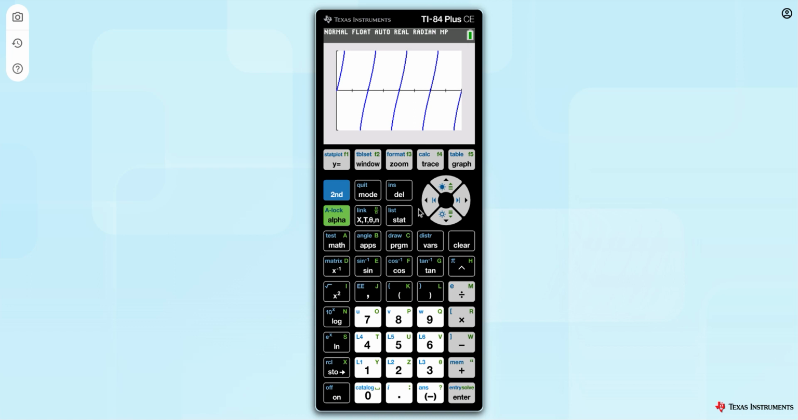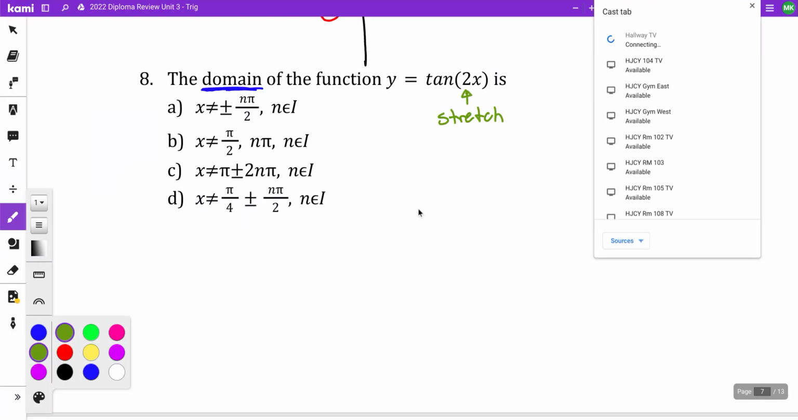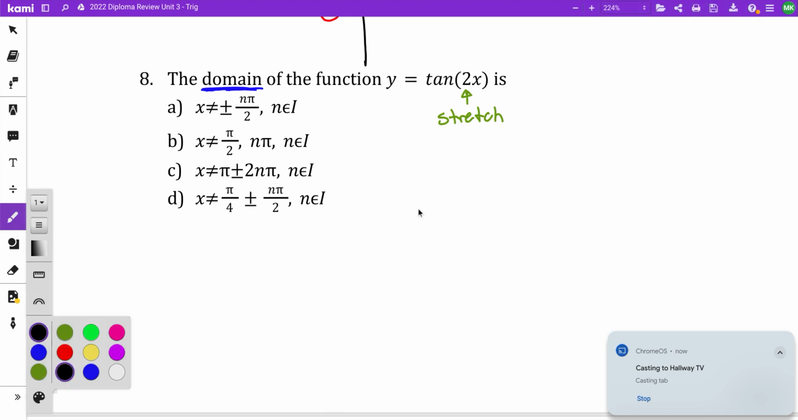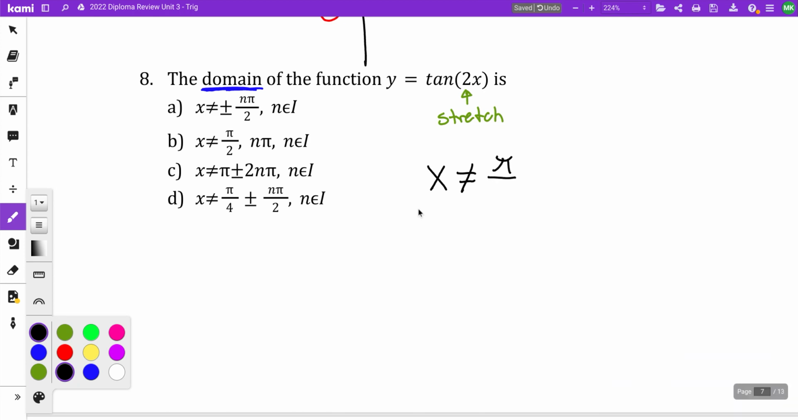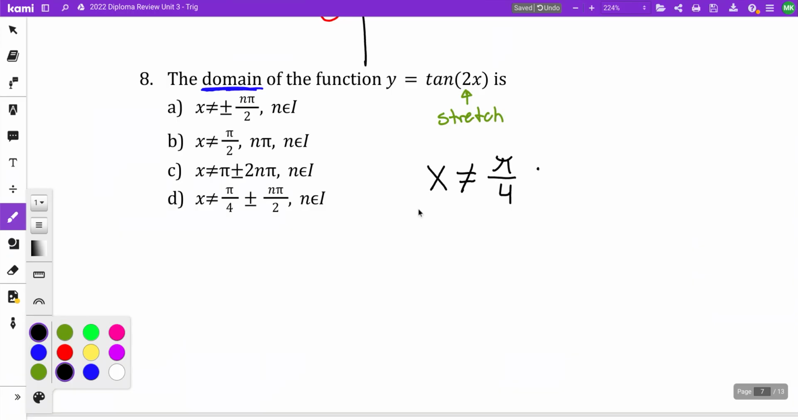So my domain will be x cannot equal pi over 4. That's where my first asymptote was at. Plus every half pi times n.